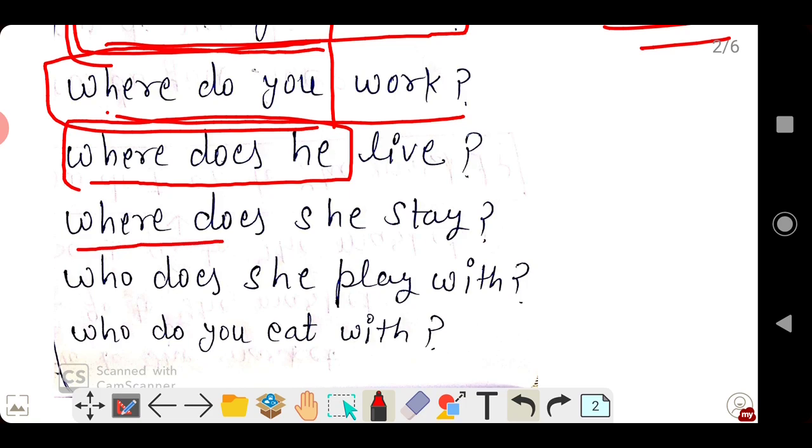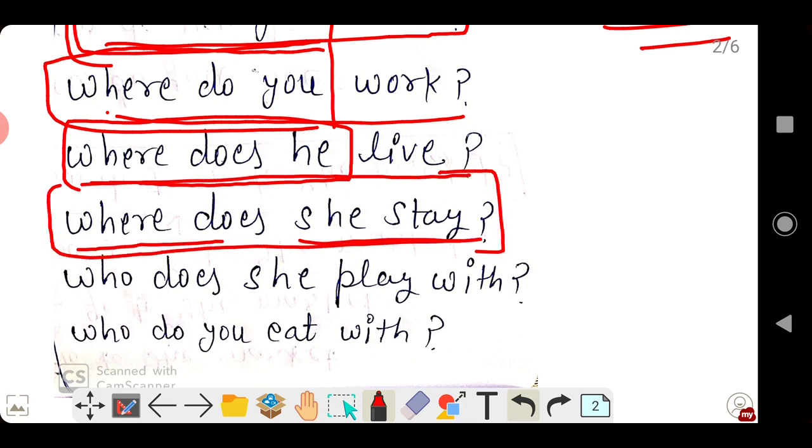Where does she stay? You know the meaning of stay? Stay means ठहरना. Where does she stay? Where does he stay? Where does she stay? Where does he stay?